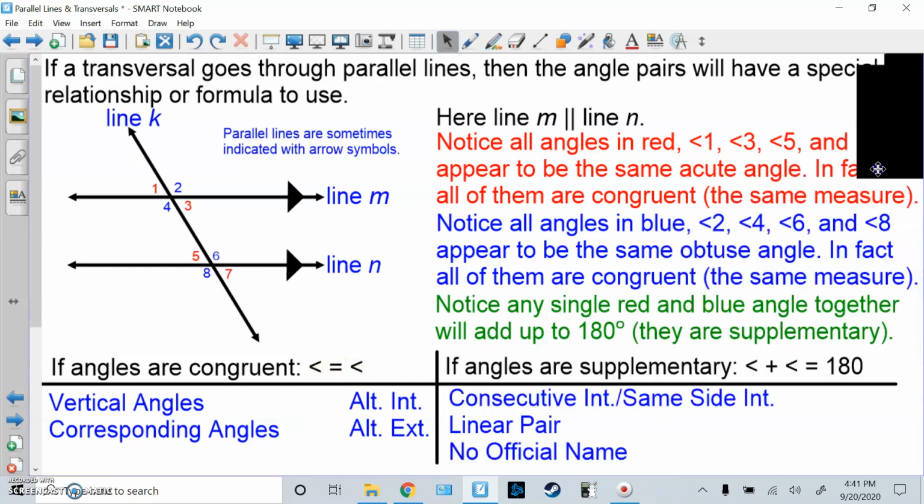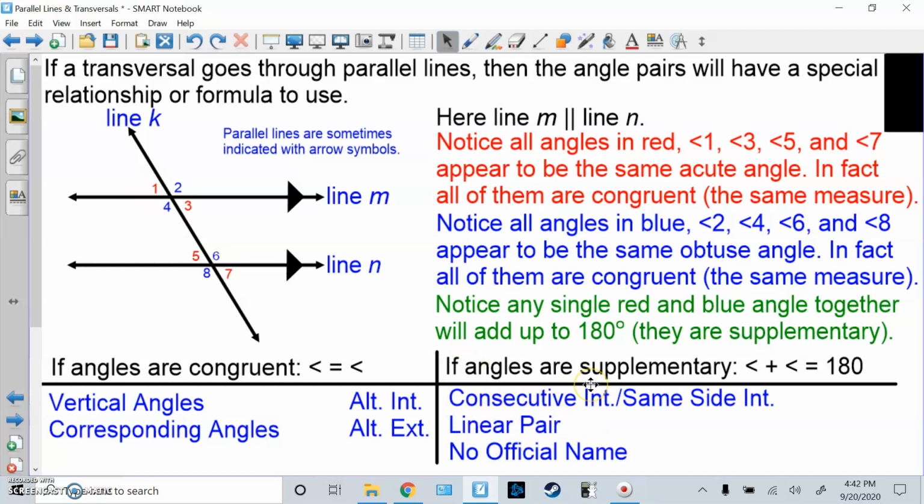Then we have the last three. If angles are supplementary, that means the two angles add up to 180. So consecutive interior or same side interior make 180. So for example, 4 and 5 are same side interior. One's blue, one's red. One's obtuse, one's acute. So together they make 180. Or you could say, put this 5 up here as corresponding. 1, 4 is a linear pair. That makes 180. So that's the obvious angle sum of 180.